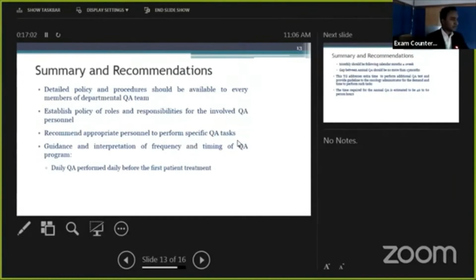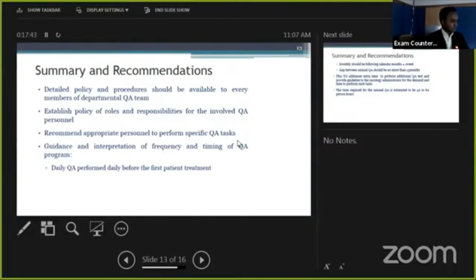Okay, so summary and recommendations. Detailed policy and procedures should be available to every member of the departmental QA team. As I said, these are not only QMP qualified medical physicists, but there are RTTs also who need to perform the daily QA test. So detailed policy and procedures should be there. They should be documented so that every person knows how to perform those tests and what the tolerance limits are and all that. So establish policy of roles and responsibilities for involved QA personnel. Recommend appropriate personnel to perform specific QA tests. Guidance and interpretation of frequency and timing of QA program.